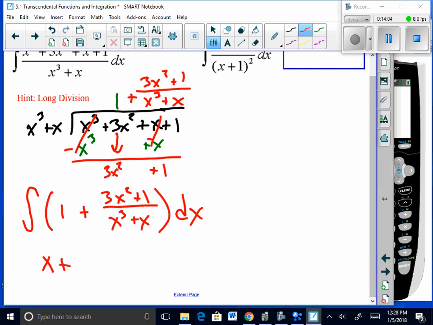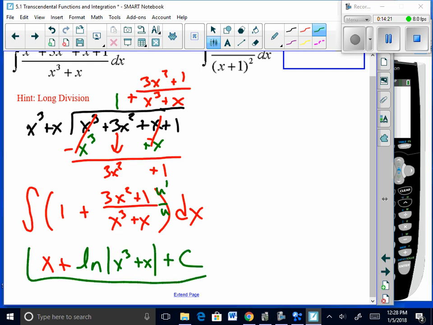And now when I do the antiderivative of the fraction, what do we notice about that one? Good, u prime over u. So now I can just put natural log absolute value of the denominator, x cubed plus x, and then plus a constant.